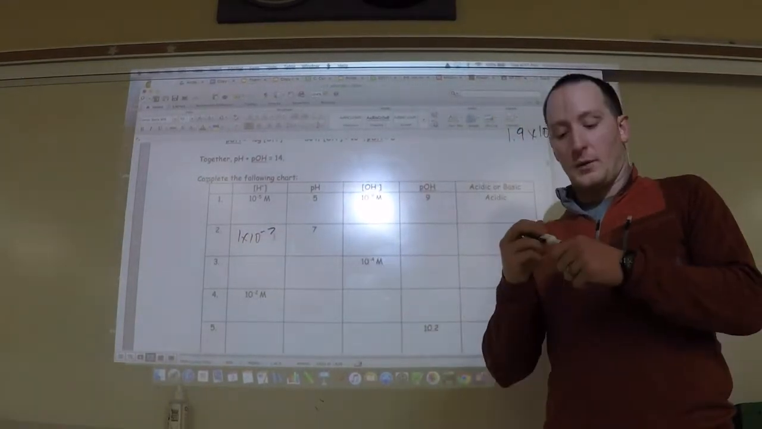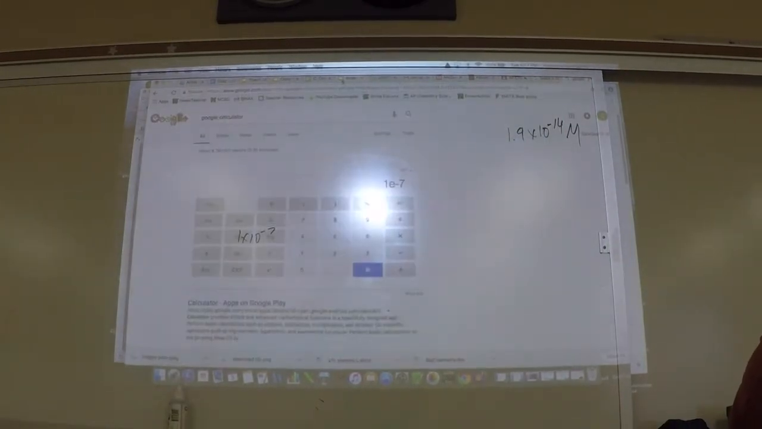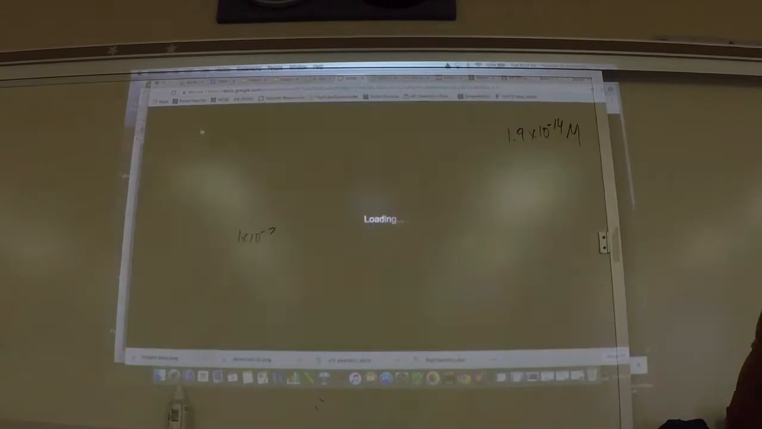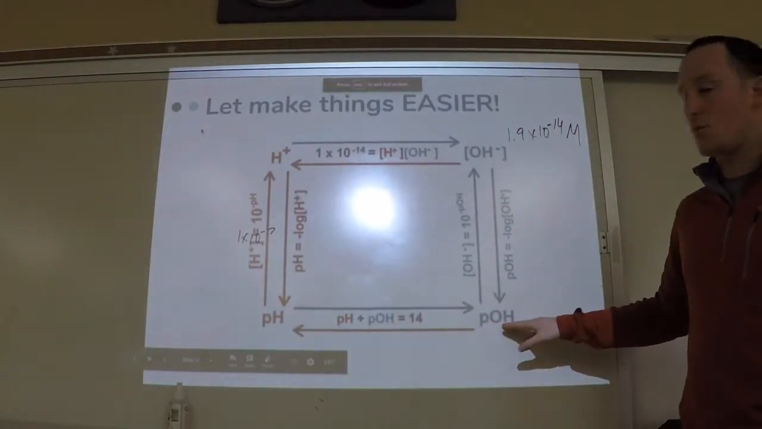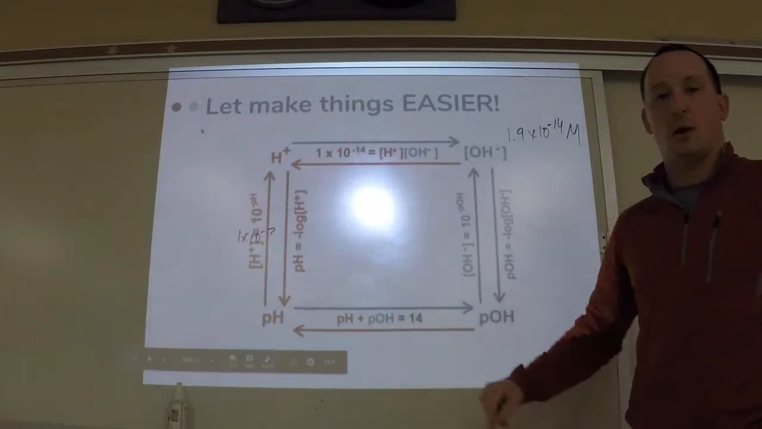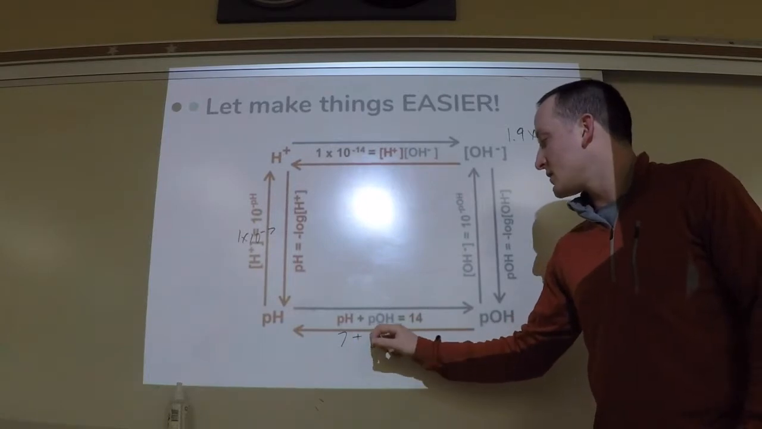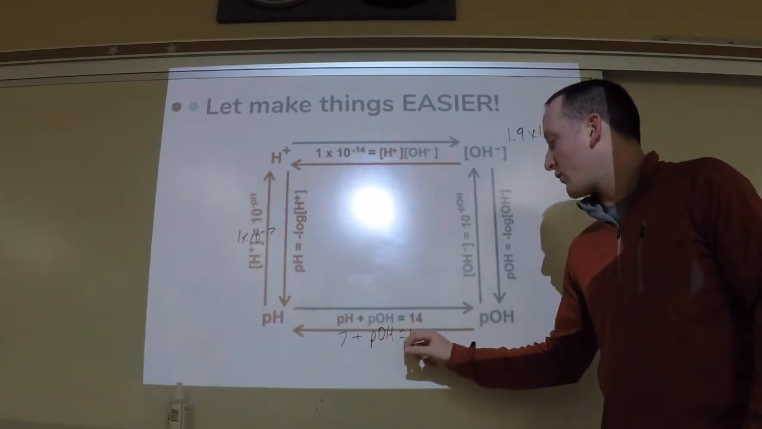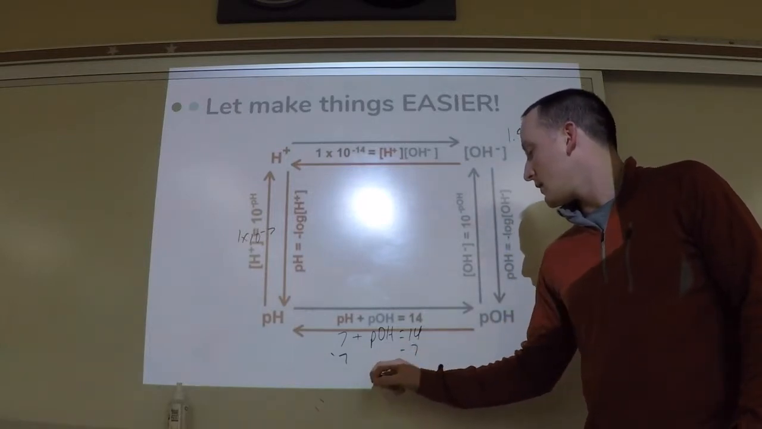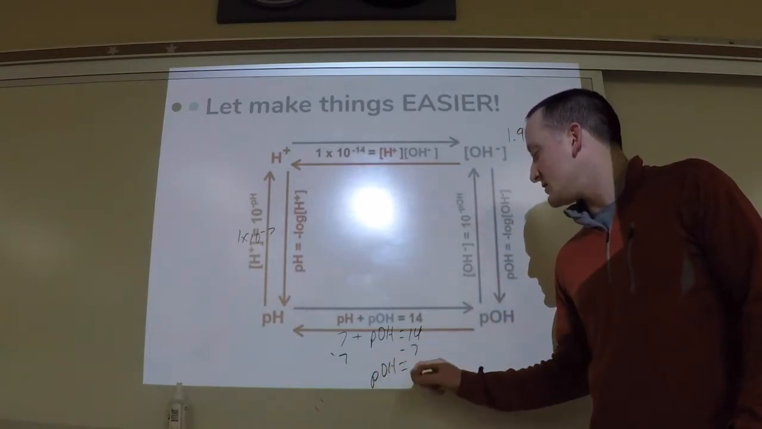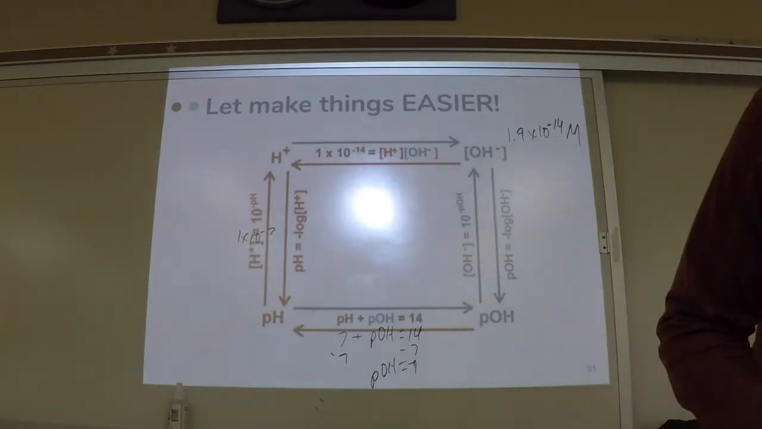Then I need to go over to pOH. Now remember, in order to go to pOH, I'm going to start at my pH, and I'm going to go to pOH. Well, to do that, I'm going to do pH plus pOH. Well, I know that my pH was 7, so it's 7 plus pOH equals 14. Well, I subtract 7 from both sides, and that gives me that my pOH is equal to 7 as well. So, come back to my assignment.